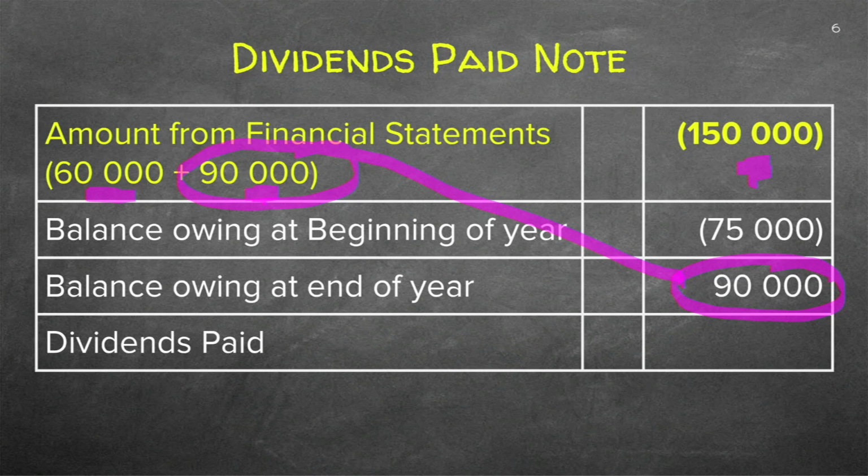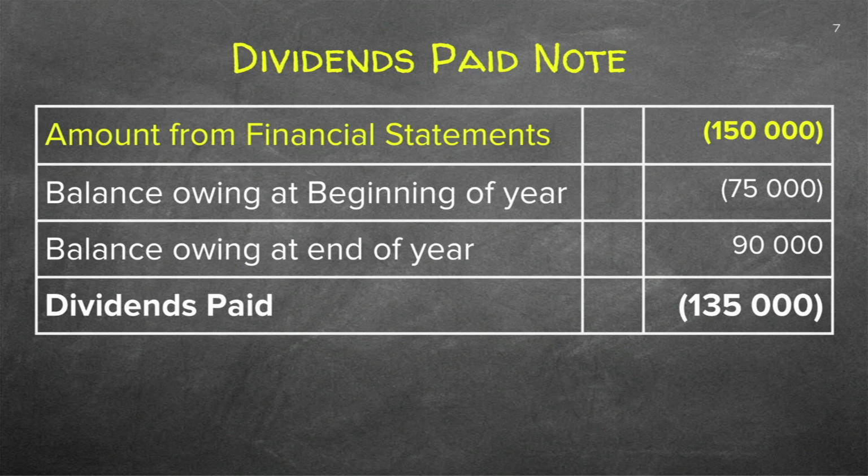And so the next step is simply to calculate how much money we have paid out in dividends. And so if I say 150,000 Rand plus the 75,000 Rand from the beginning of the year, and I subtract the 90,000 Rand, which I have not yet paid and owe my shareholders, the total amount of dividends paid for this year is 135,000 Rand.